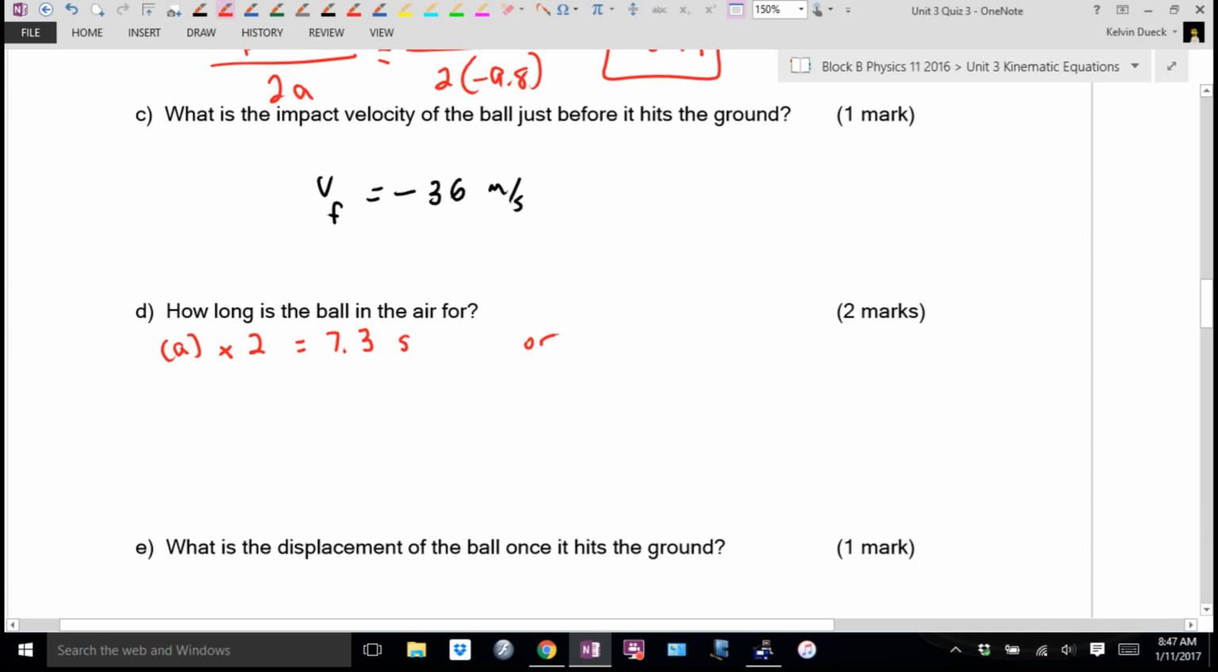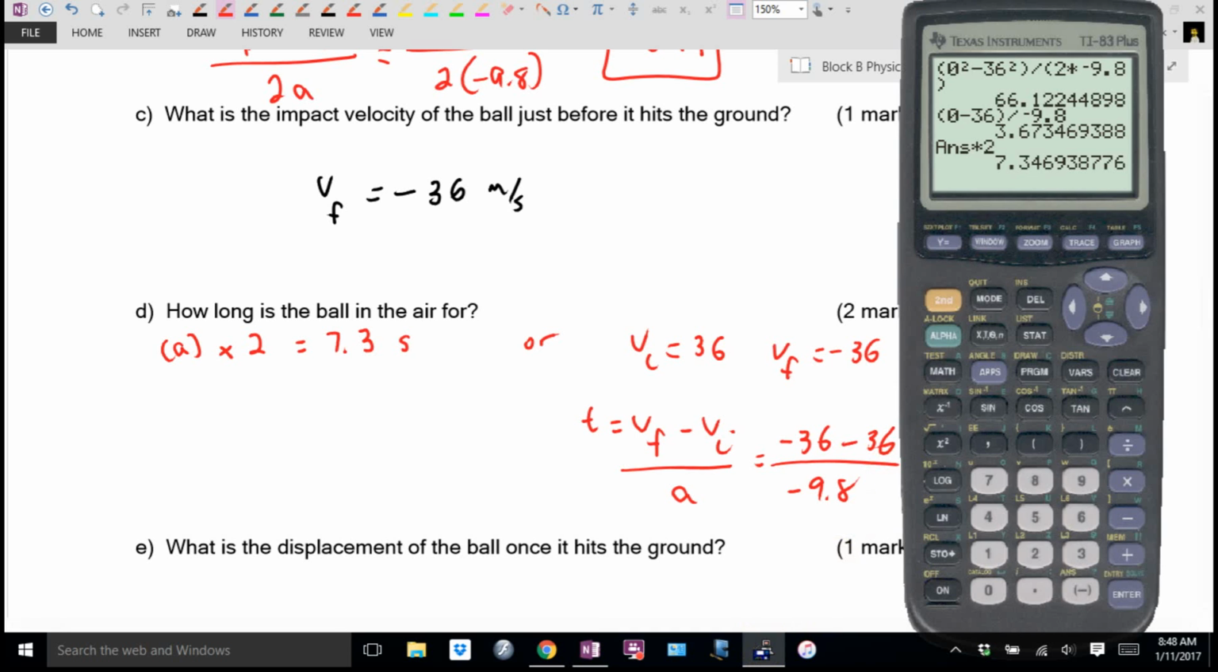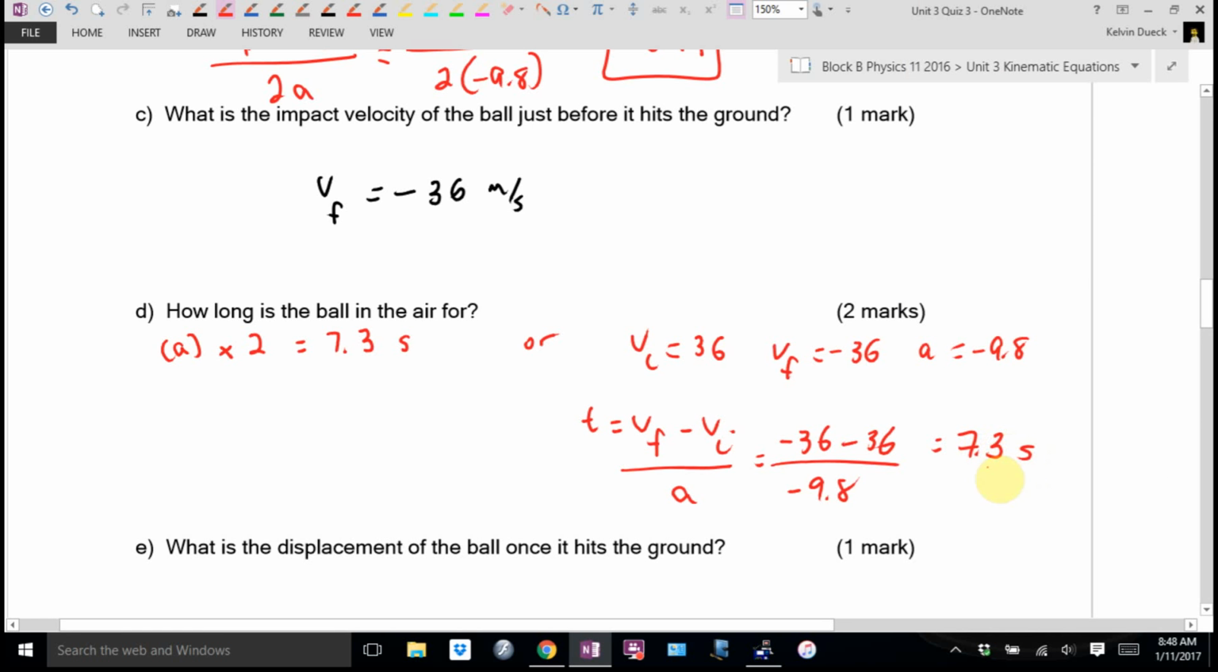Or you could go like this. V initial is 36. V final is negative 36. A is negative 9.8. You could go T equals VF minus VI over A, negative 36 minus 36 over negative 9.8. And let's see if I get exactly the same pattern of decimals. If I go negative 36 minus 36 divided by negative 9.8, and lo and behold, I get exactly the same thing. I also get 7.3 seconds. I don't care which method you used.